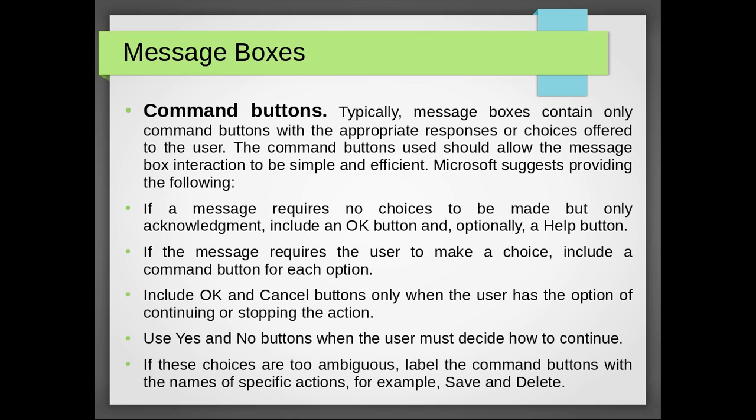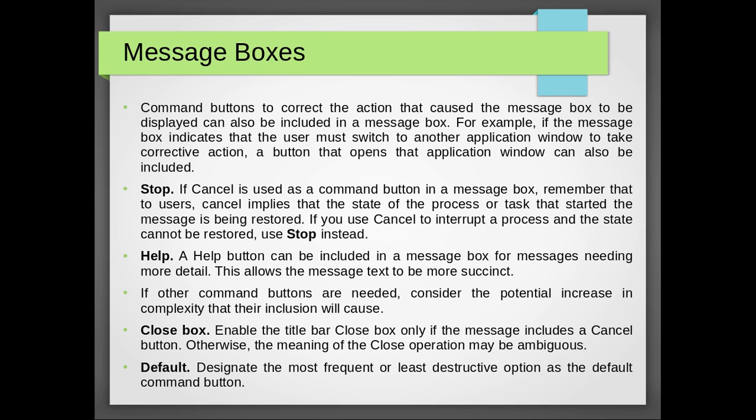If these choices are too ambiguous, label the command buttons with the names of specific actions, for example, Save and Delete. Command buttons to correct the action that caused the message box to be displayed can also be included in a message box. For example, if the message box indicates that the user must switch to another application window to take corrective action, a button that opens that application window can also be included.